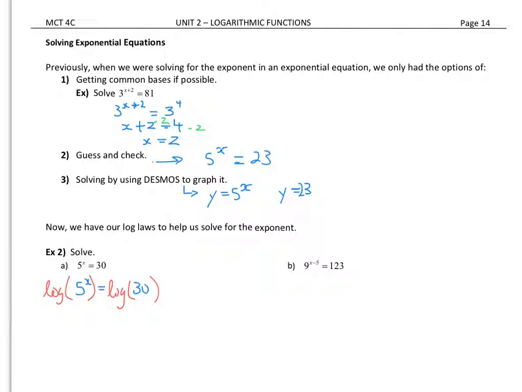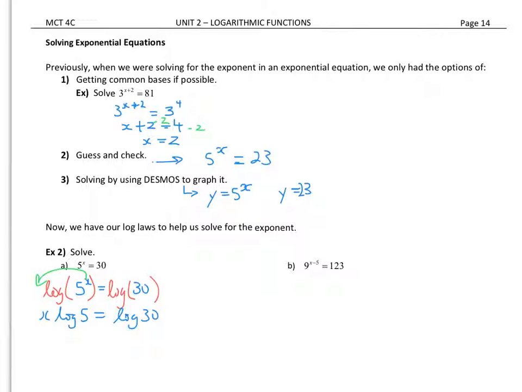Now, in doing that, that allows us to apply the power law of logs. So this x will come down front, and we'll end up with x times the log of 5. So x times the log of 5 would equal the log of 30. Now the log of 5, I can evaluate that. That's just a number. I can put that in my calculator and figure out what that number is. It's a decimal number, but that's okay.